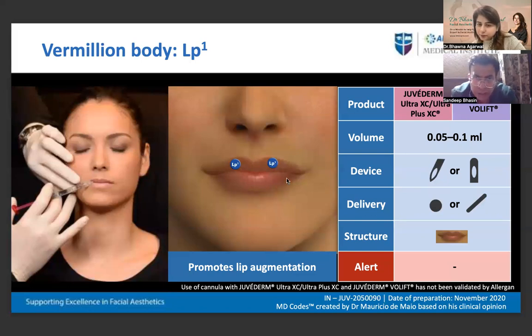So when you are getting the linear threads from LP1, one is moving towards LP4 and one is moving towards the commissure from the LP1. So that both the sides are filled.